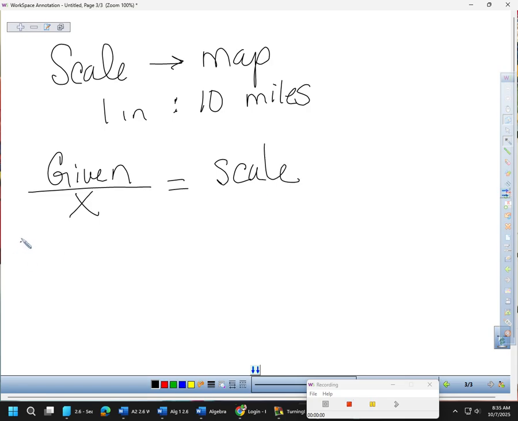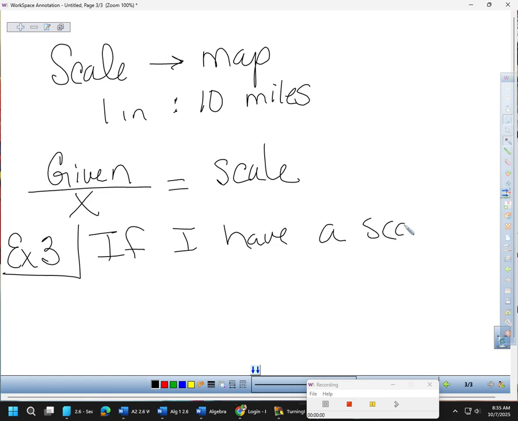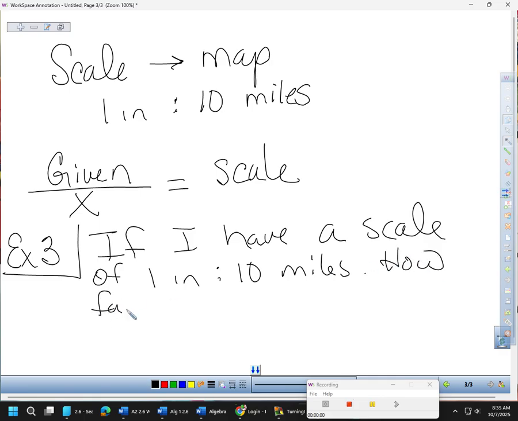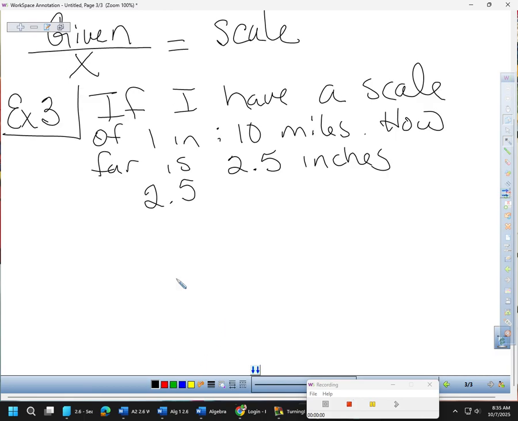Okay, so here is example number 3. If I have a scale of 1 inch is 10 miles, how far is 2.5 inches? All right, so this is our given information. That goes on top. Divided by x equals our scale, which is 1 inch per 10 miles.